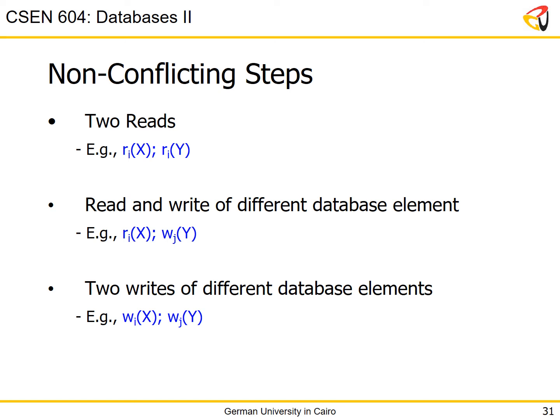Now, the second one is a read and a write of different database elements. Transaction I is reading X, say the age of a specific user. Another transaction J is writing the address of the same user or of another user. Now, who cares? We are doing completely unrelated things. One is reading age and the other is writing address. So there shouldn't be a problem.